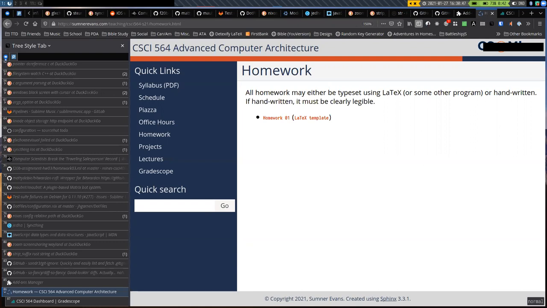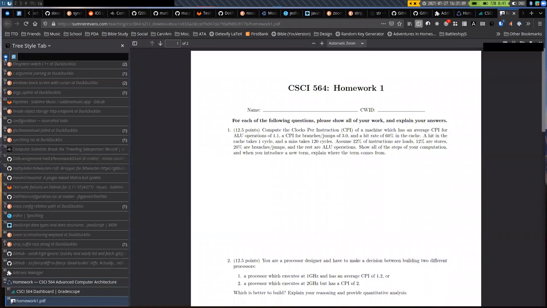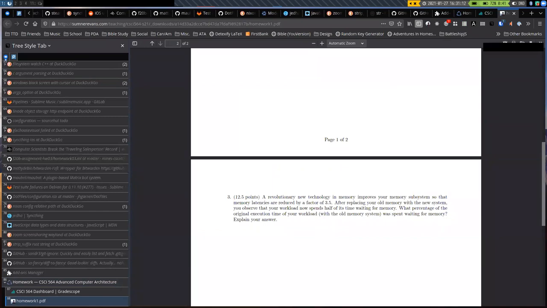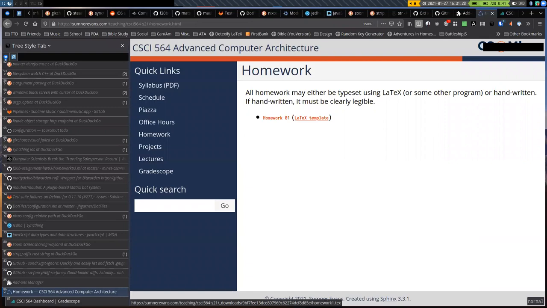Okay, so biggest thing, homework one, I'm going to assign today. You can download it from the homework page. You should be able to do the first, I think, three-ish already, and we'll cover what's necessary for the fourth one in class today. There's also a LaTeX template that you can download and use if you would like.